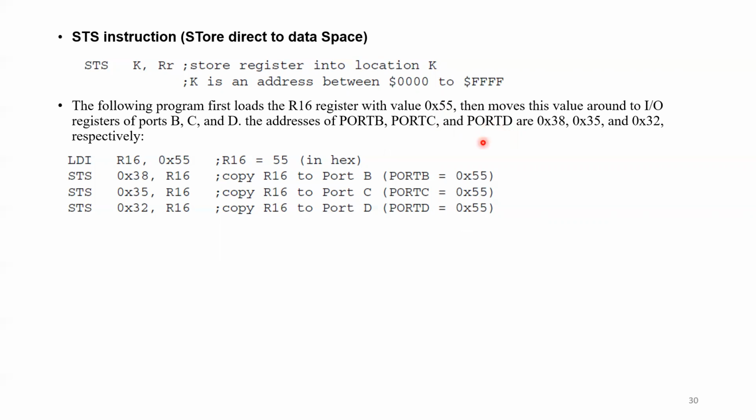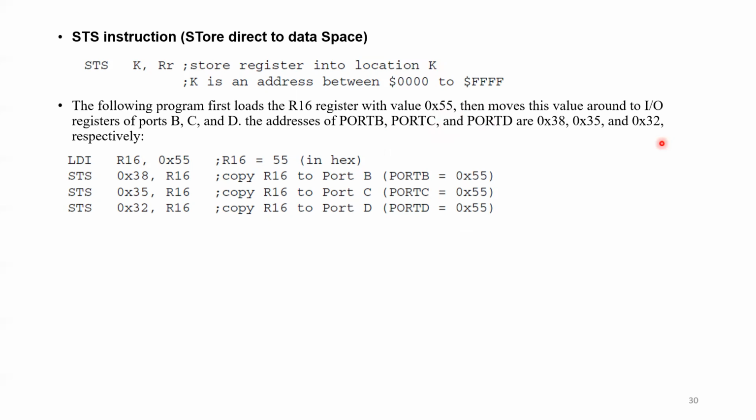In order to figure out the address of these ports, we have to go to the datasheet and find out the addresses. But here it's given in this example. So 0x38 is the memory location of port B. This is a special function register for the IOs. And the port C location is 0x35 and port D is 0x32.